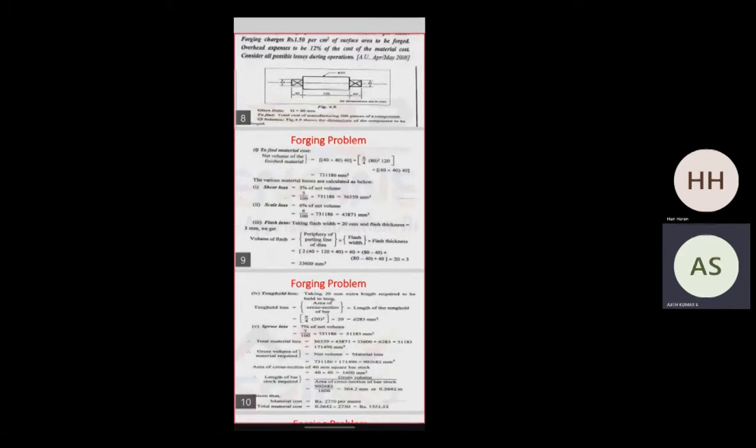We want to add the total material loss. So by adding all the material losses, we will get 171496 millimeter cube. So gross volume of the material required is equal to net volume plus material loss. So we want to add the net volume and material loss. We will get 902682 millimeter cube. And area of cross section of 40 mm square bar stock is equal to 1600 millimeter square. So length of the bar stock required is equal to gross volume divided by area of cross section of bar stock. We already found the gross volume and area of cross section.